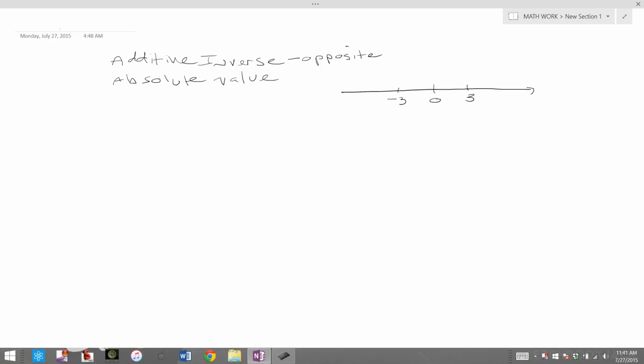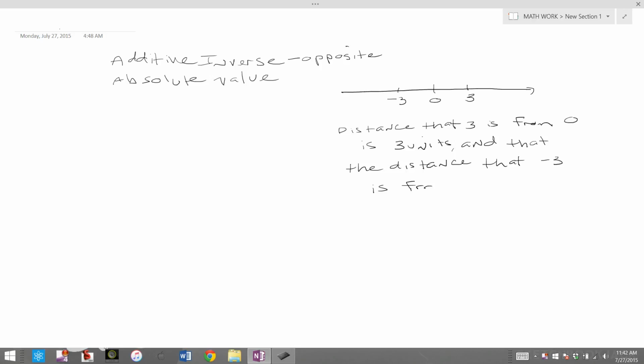And what that means, again, is that the distance that 3 is from 0 is 3 units, right? And the distance that -3 is from 0 is also 3 units. So that's where this idea of additive inverse comes into play.